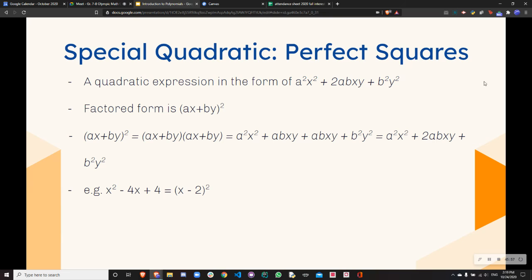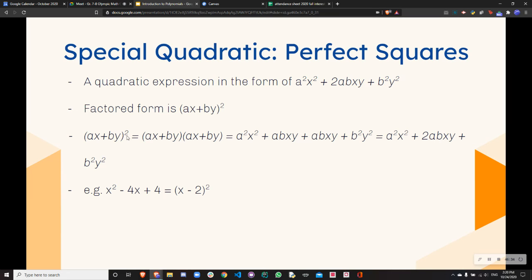So this is what I mean by a perfect square. This expression right here is a perfect square, and this is what the factored form looks like. Basically, for the first term in the bracket, you take the square root of the first term of the polynomial. So a squared x squared, square rooted, gives ax. For the last term, you have b squared y squared square rooted to get by, all that squared. And you have to make sure that the middle term looks like this, 2abxy. So 2 times a times b times x times y.